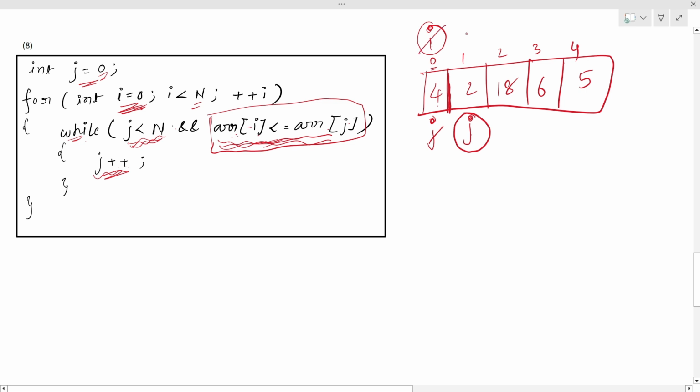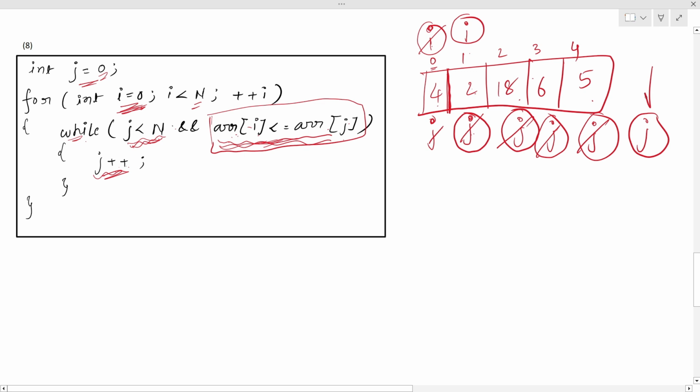So now your i comes here, and you can see again j less than n and array of i less than or equal to array of j. Yes, true. Again j will get incremented, and you can clearly see that again j is less than n and array of i less than array of j. 2 less than 18, yes, true. So again j will get incremented, and again 2 less than 6, yes, again j will get incremented, and you can see 2 less than 5, again your j comes out of this array. j came out of the array.